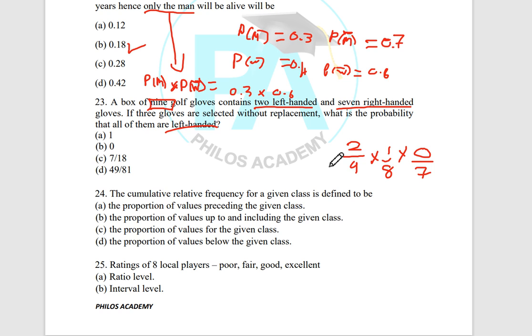And when you've selected the left hand, on the third choice, you have no choice anymore. So having no choice means 0. So 0 divided by 7. Now, 2 over 9 times 1 over 8 times 0 over 7 will definitely give you 0. When you are multiplying any number by 0, you definitely get 0. So the answer for question 23 is B. The answer is 0. 0 over 7 is 0. 0 times everything is 0. Okay. So let's proceed to question 24.